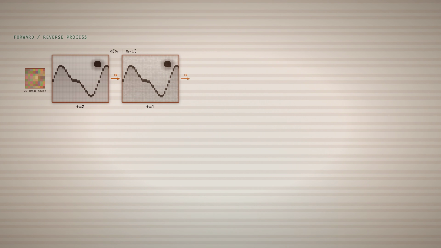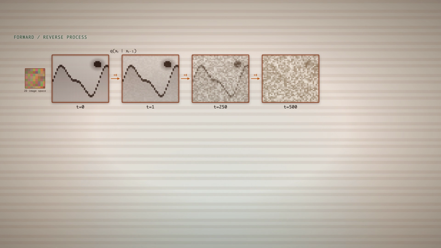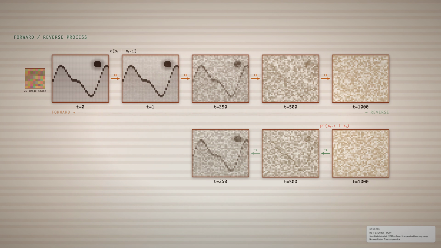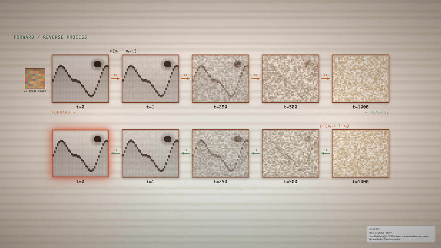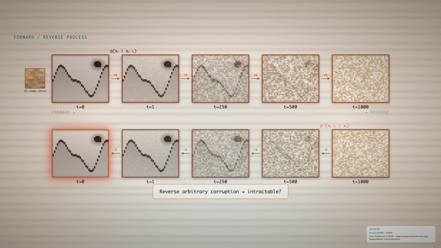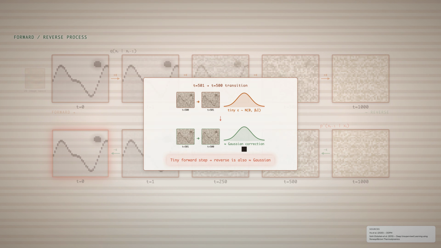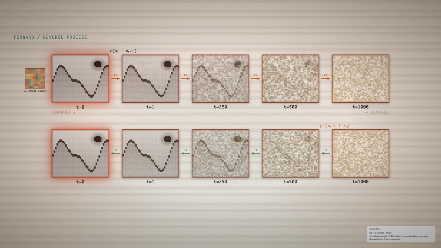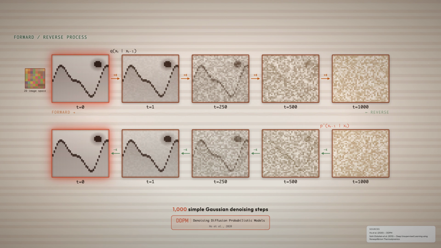Destroy, then learn to rebuild. Take a clean image, add Gaussian noise across 1,000 tiny steps until nothing remains but pure static. Now train a neural network to reverse this. Given a noisy image at step t, predict what it looked like at step t-1. But reversing arbitrary corruption should be intractable. If each forward step adds only a tiny amount of noise, each reverse step is also approximately Gaussian. The network doesn't learn one impossible transformation, it learns a chain of 1,000 simple denoising operations.